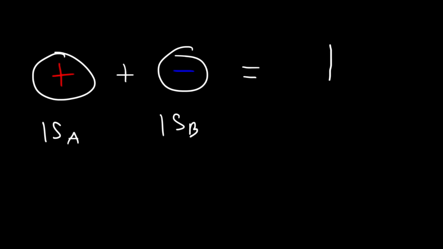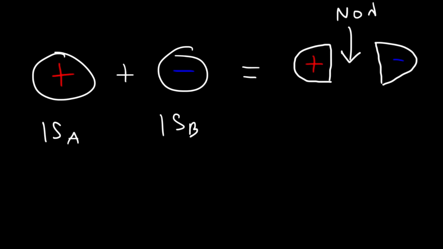And so what's going to happen is we're going to get an antibonding molecular orbital. So this is going to be positive and this is negative. Notice that there's nothing in this region. This region is known as a node. A node is a region where you're least likely to find an electron. The probability of finding an electron at a node is basically 0.